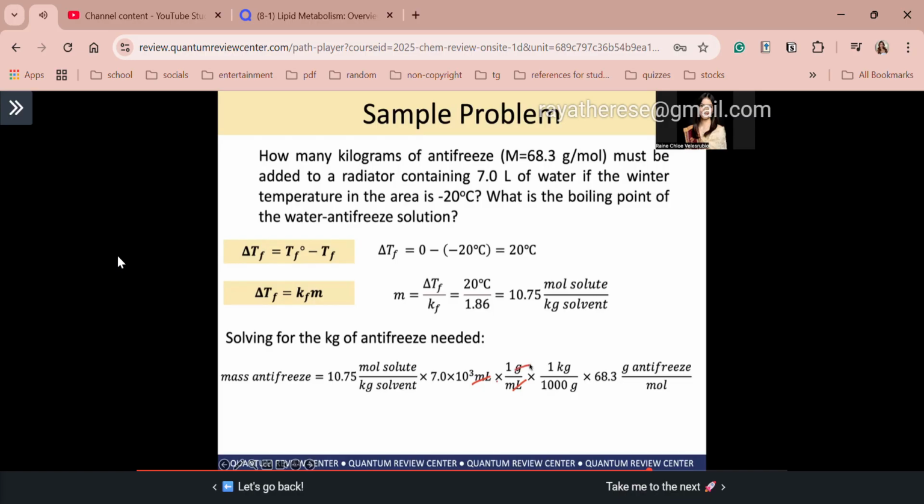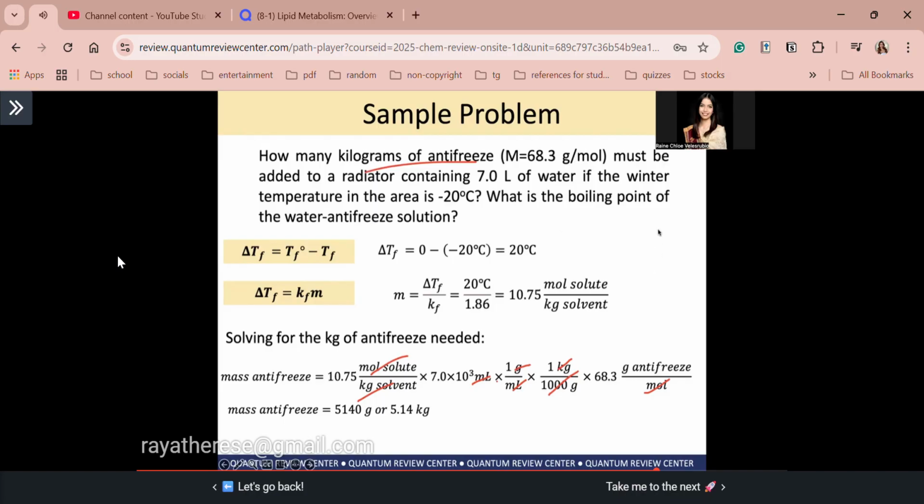Okay? So solving, guys, we get, okay? Actually, guys, dapat, ano to? Ayan, tama naman. So cancel, cancel, cancel. Okay? And then, another thing, we have to multiply this one to the molar mass of the antifreeze, because we have to find the mass of antifreeze. And we can only do that if we cancel the moles of antifreeze to the moles of solute. Again, guys, the solute is just your antifreeze. So times 68.3 grams per mole antifreeze. Solving, we get the mass of antifreeze equal to 5,140 grams or 5.14 kilograms. So, nasolve na natin yan, yung kilograms of antifreeze.